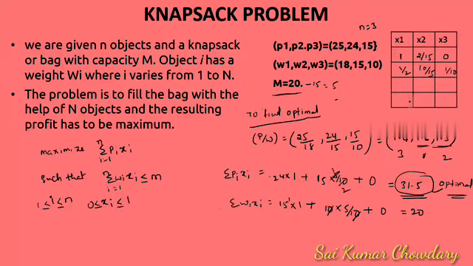And what about x1, x2, x3 values? The first object here we have not taken. Second object, what is the second object? That is, I have taken first, no? 1. Third object, that is 1 by 2. So like this, that is 5 by 10, I have written as 1 by 2. Like this you can take. This is our optimal solution here.